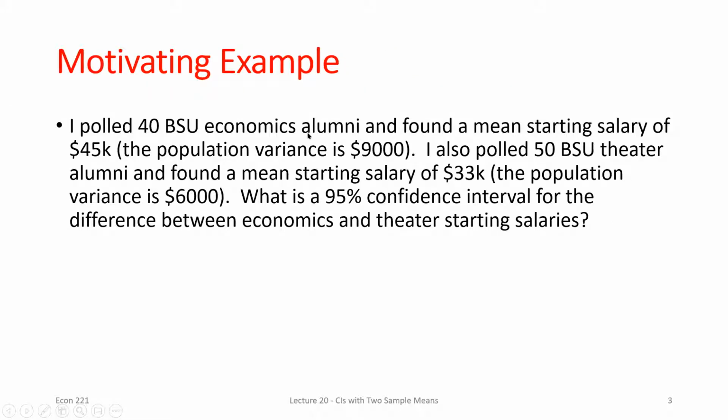So the motivating examples would be something like this. I'll go through these quickly because we're going to actually solve these once we talk about what is different from what we're doing in one population. Maybe I have 40 econ majors and 50 theater majors, and I want to know, is there a difference between their starting salaries? So I take a sample of econ majors and of theater majors. I find the sample mean. There's a known population variance. Can I build a confidence interval for what that true difference is? Is it positive? Is it negative? Are they any different?